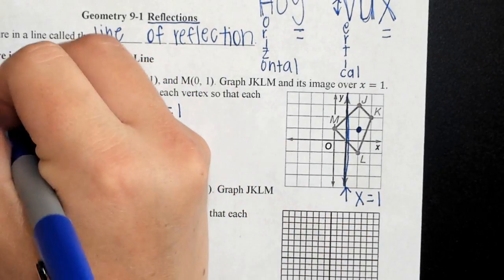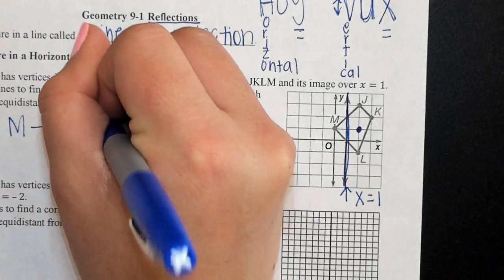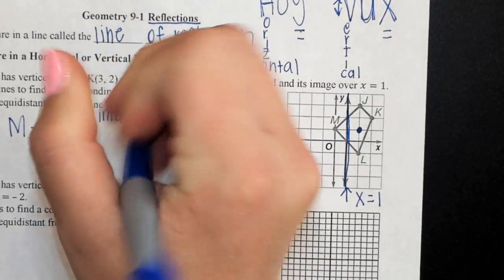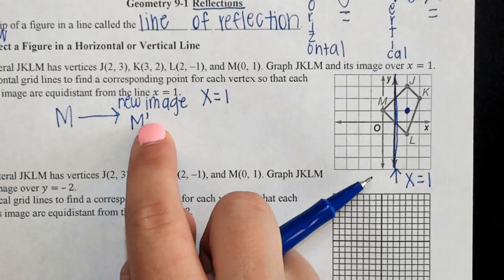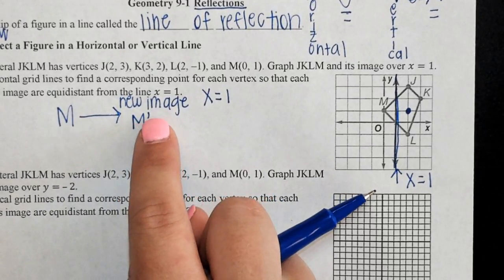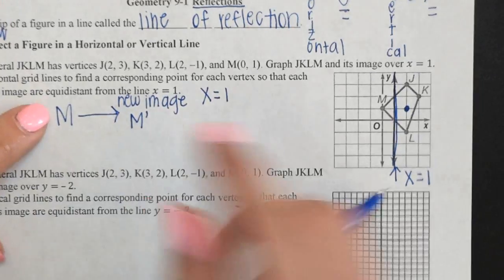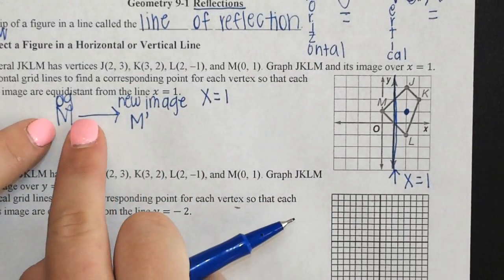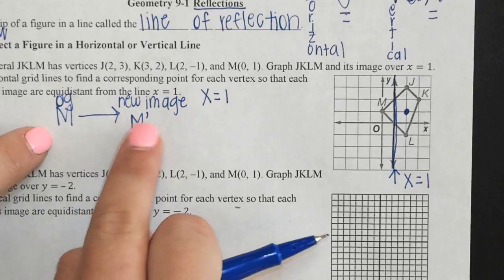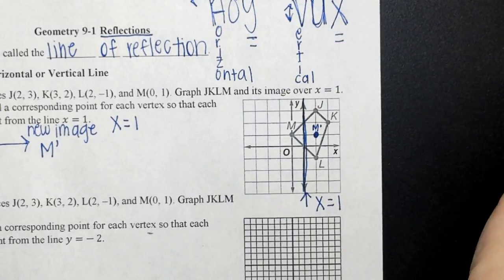Listen to this real quick. You have your point M. When you're reflecting it, the new image is still called M, but you have to put this little apostrophe afterwards. That's the new image. It's called M prime. Michael Wheeler, are you listening? That's how you tell the difference between the OG and the new. The OG, the original, is just M. The new is called M prime, M apostrophe. So this point right here, if we label it, is going to be called M prime.